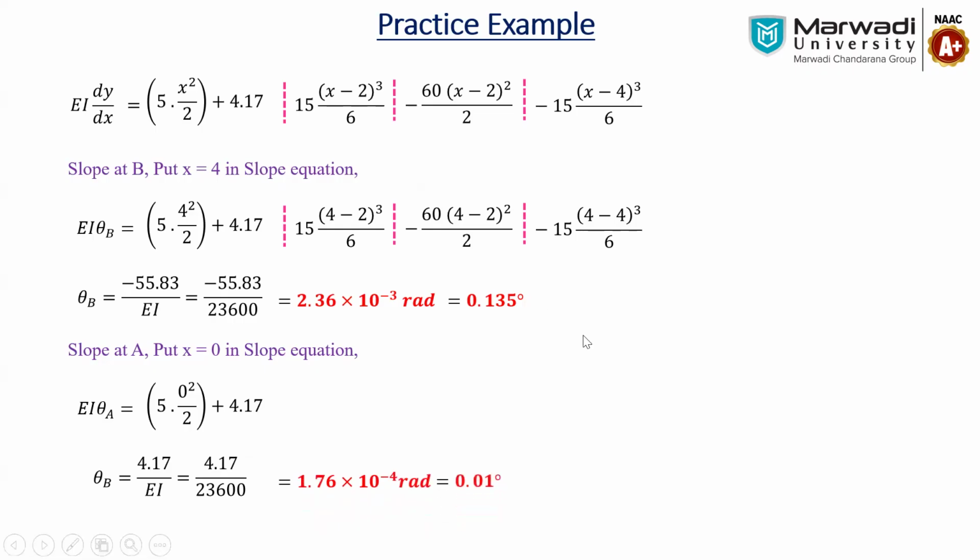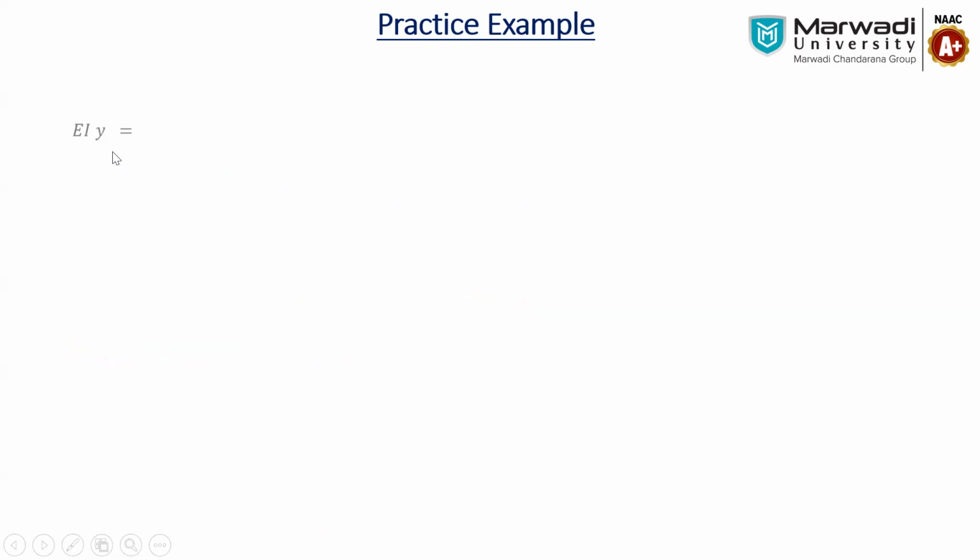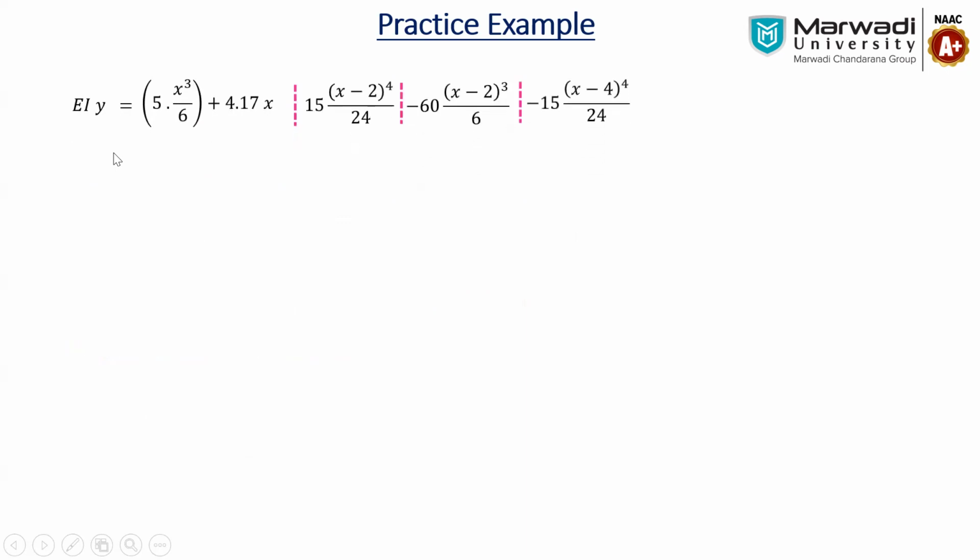and the final answer of the slope at A is 0.01 degree. Same way, if you write the generalized equation of the deflection, there is a 4.17x we have included, and the remaining steps are as they are.